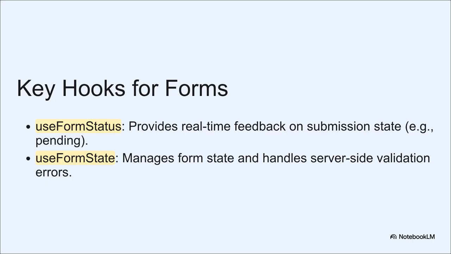First is useFormStatus. This one is all about giving the user immediate feedback. You know, when they click Submit, you can use this hook to instantly disable the button and show a little loading spinner. The second one, useFormState, is for handling more complex stuff, like if the server sends back validation errors. This hook lets you gracefully take those errors and display them right next to the form fields where they belong.